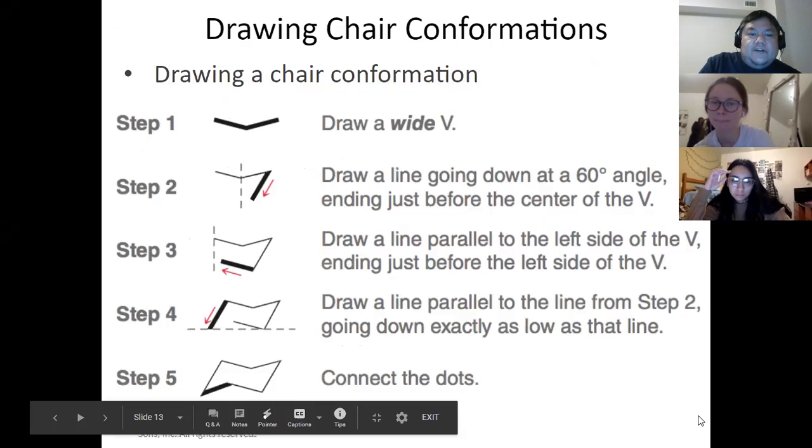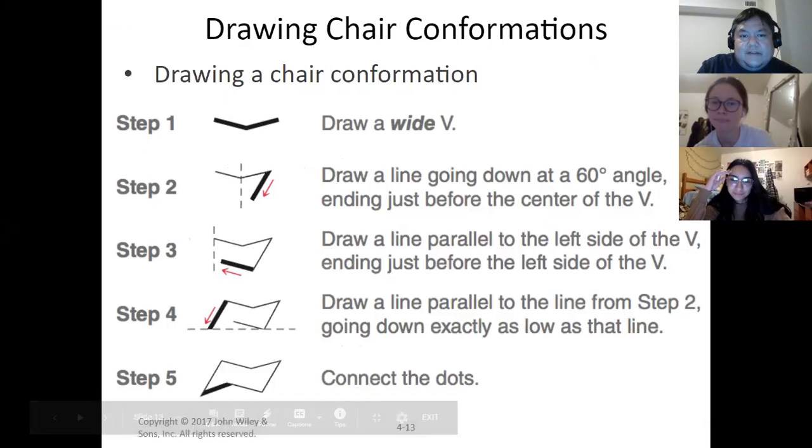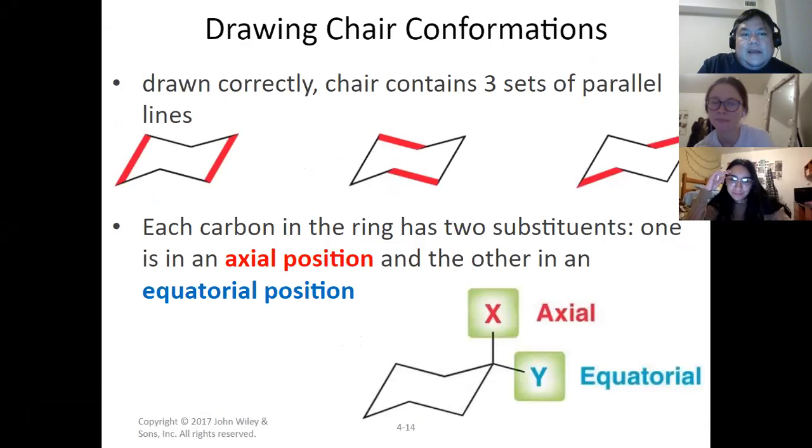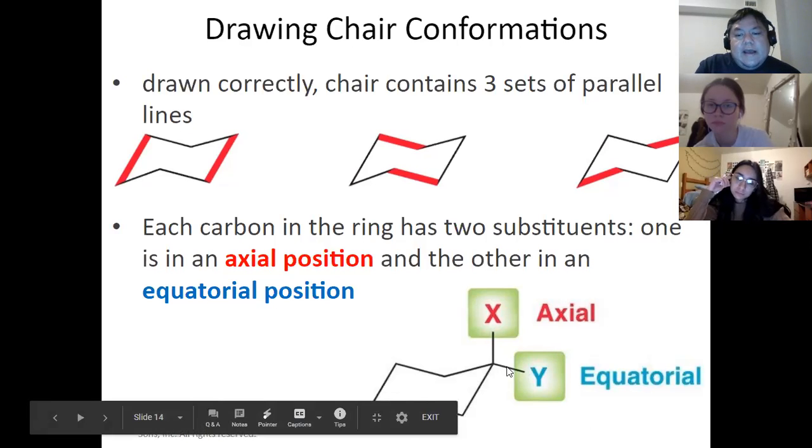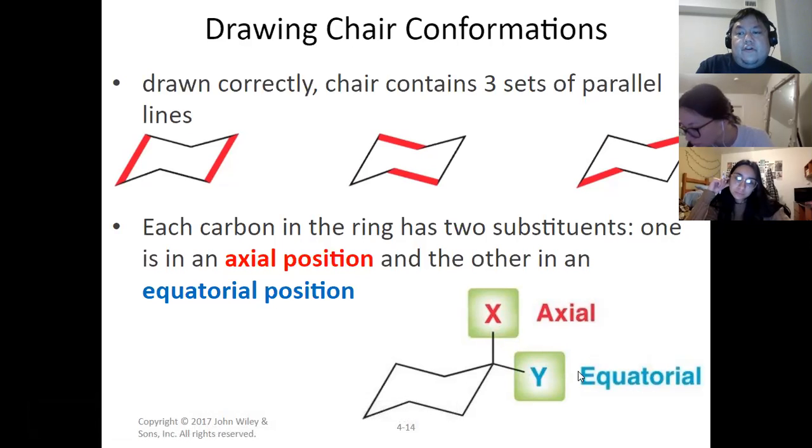So drawing a chair conformation, these are just some things on how to draw it. If you look correctly, it's three sets of parallel lines that you're drawing for your chair conformation. And then each carbon on a chair has two substituents, an axial and an equatorial, all right? It doesn't matter what you draw, they will always have two.